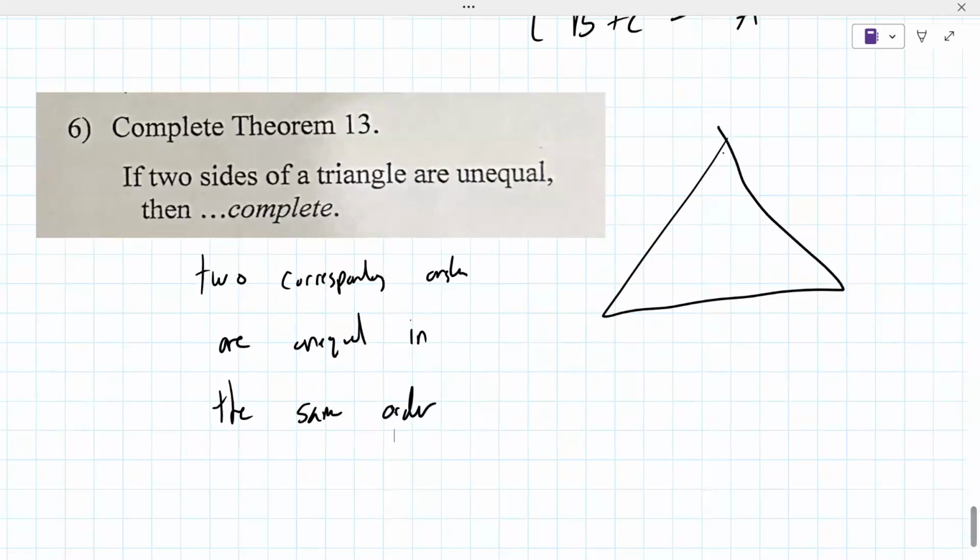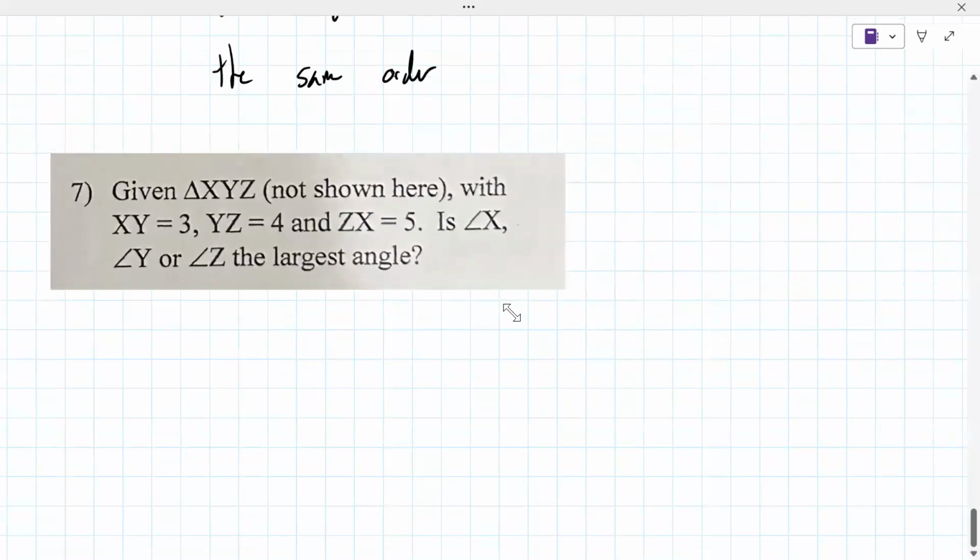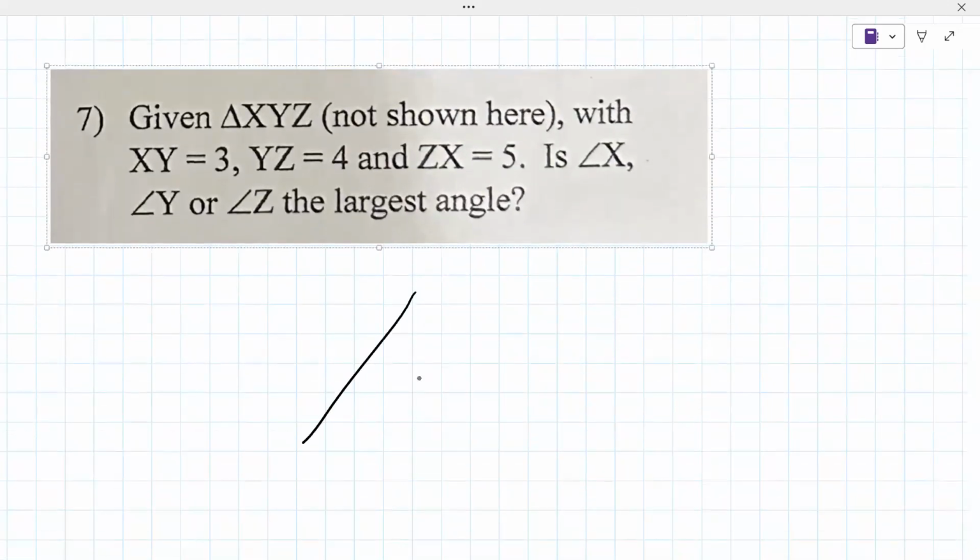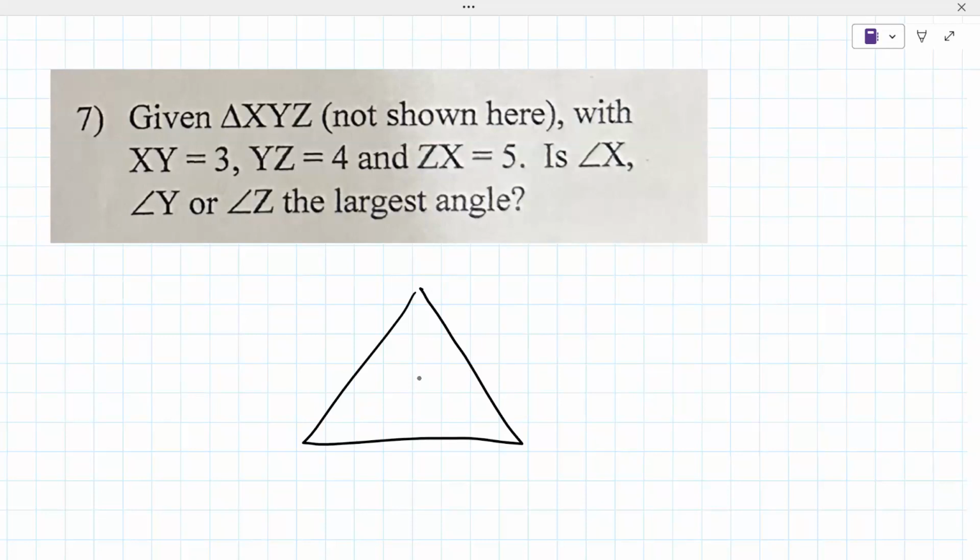So for number seven, I want you to draw the triangle, and I suggest always drawing the triangles the same, unless you know something about them. Or draw this triangle and just tell me where you label the vertices, which one is X, which one's Y, which one's Z, and then maybe you can answer the question without my help. Okay.